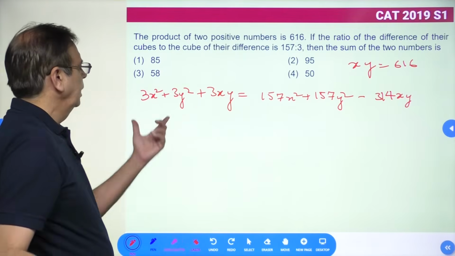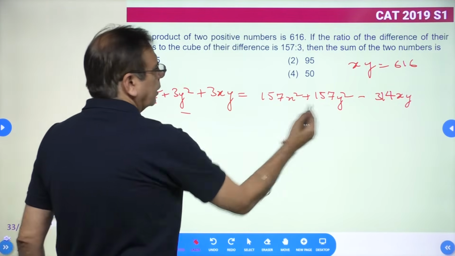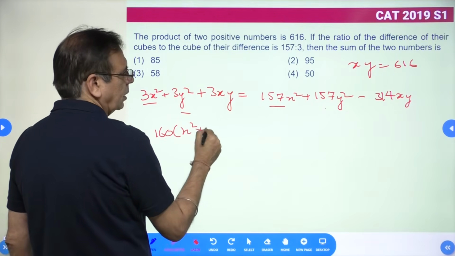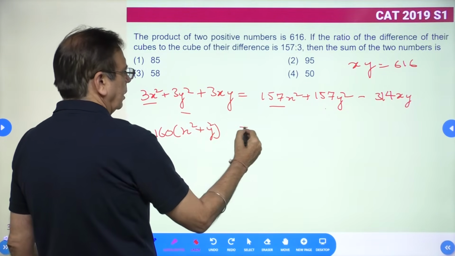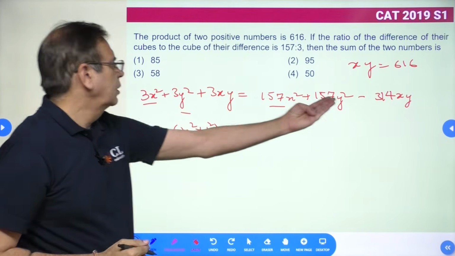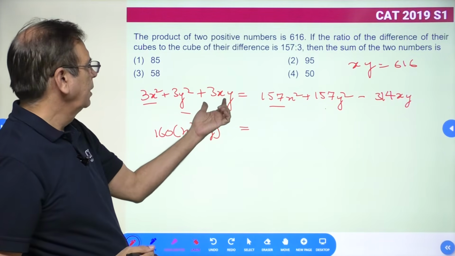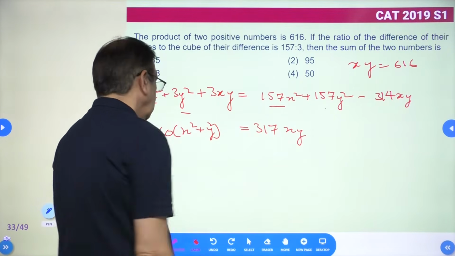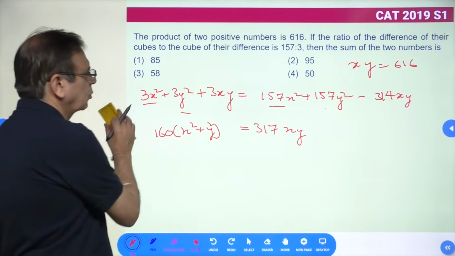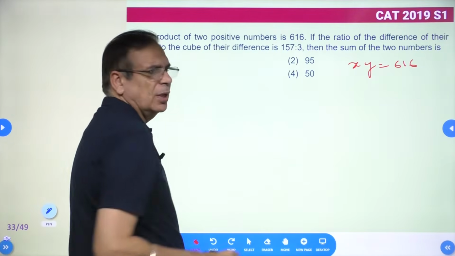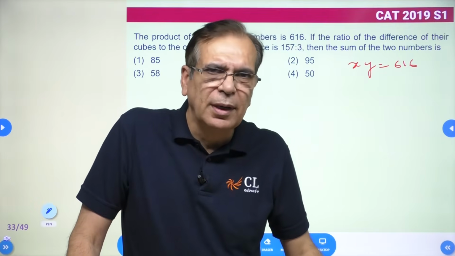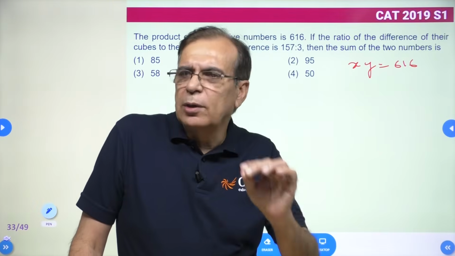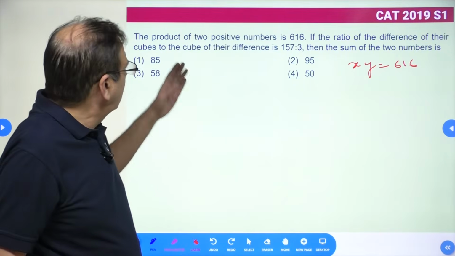Now, take this x square and y square to the other side. This becomes 160 into x square plus y square is equal to, okay, this 314xy and 3xy, they become 317xy. Okay. Now, whatever you look at doing in this question, you will realize this is a question which is not worth attempting in the paper. All this story that we'll do, at least I cannot think of any shortcut or jugaad for this kind of question, and you have to go through it.